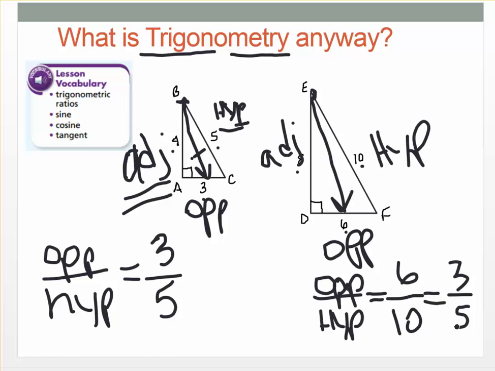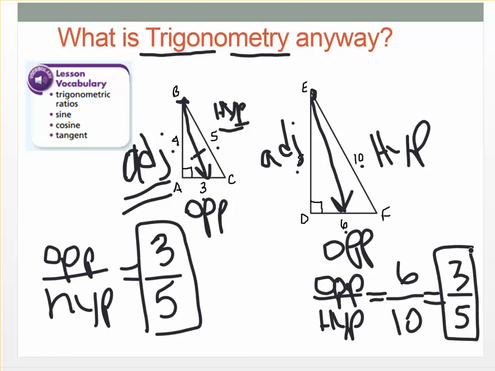So you notice that this fraction for the smaller triangle is exactly the same as the fraction for the bigger triangle. We knew the triangles were similar, and now we know that when we compare specific sides into ratios, those ratios are going to be identical when the triangles are similar. So that's what trigonometry is based on. It's based on right triangles that are similar.